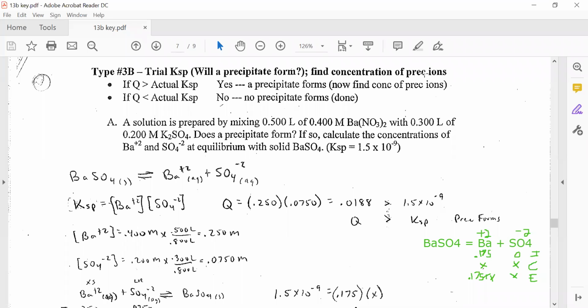KSP problems, type 3, type 3B. So this is a review of the type 3 problems, so that is a good opportunity to work with that. We're also going to see a common ion effect, a review of type 2B.